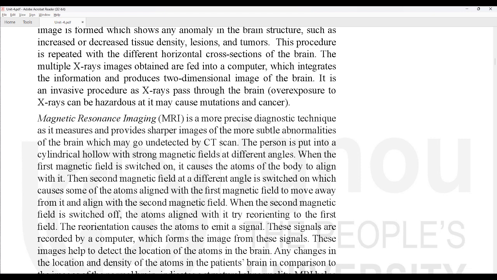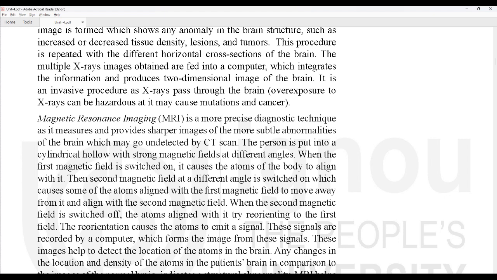This procedure is repeated with the different horizontal cross-sections of the brain. The multiple X-ray images obtained are fed into a computer, which integrates the information and produces a two-dimensional image of the brain. It is an invasive procedure as X-rays pass through the brain.